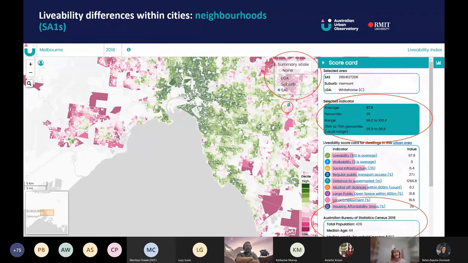You can also see underneath that we have an indication of what the other indicator results look like in that small scorecard. And then below that, we have some basic ABS census information. And further down, we have some other options that ask whether you'd like to look at a different satellite background because you want to try and identify a particular piece of land or a geographic marker. And we also have some new features in there as well.